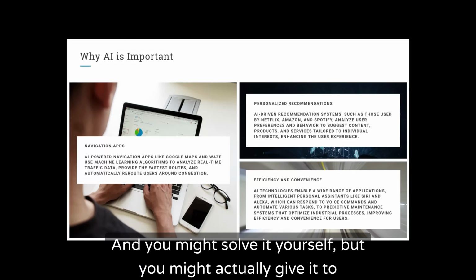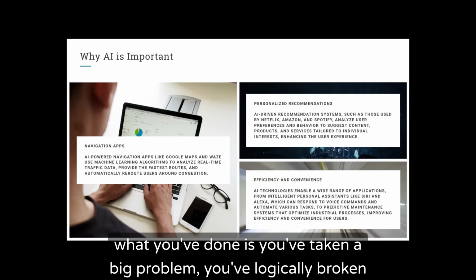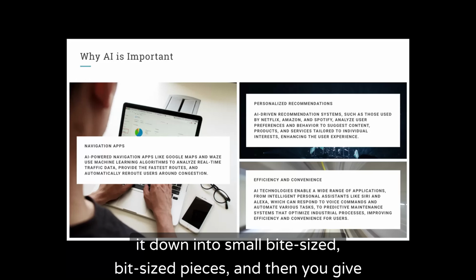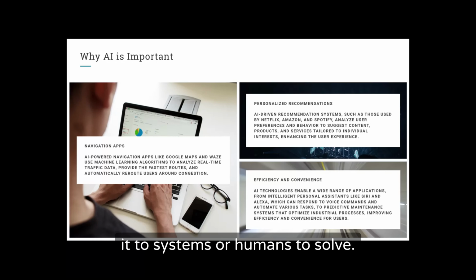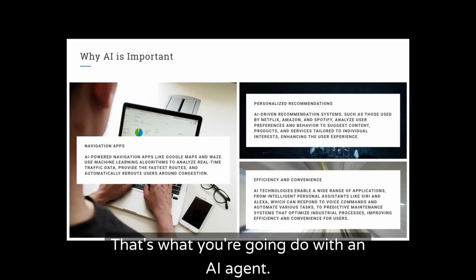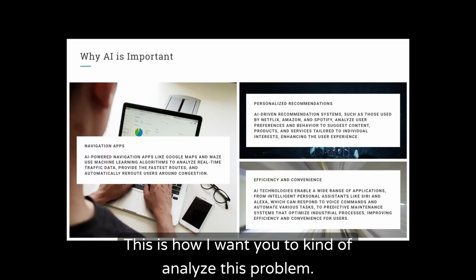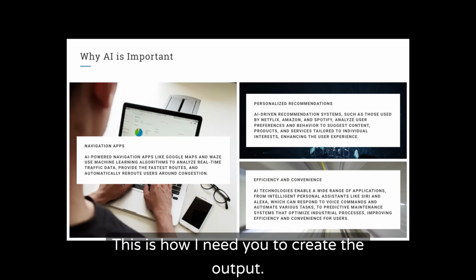You might solve it yourself, but you might actually give it to different humans. What you've done is you've taken a big problem, logically broken it down into small bite-sized pieces, and then you give it to systems or humans to solve, or you solve it yourself using different techniques. That's what you've got to do with an AI agent. You really have to say, okay, this is how I want you to think, this is how I want you to analyze this problem, these are the facts that need to go in, this is how I need you to create the output.